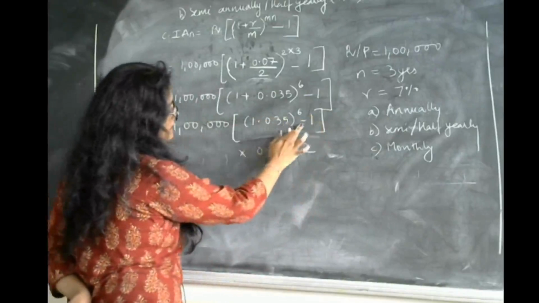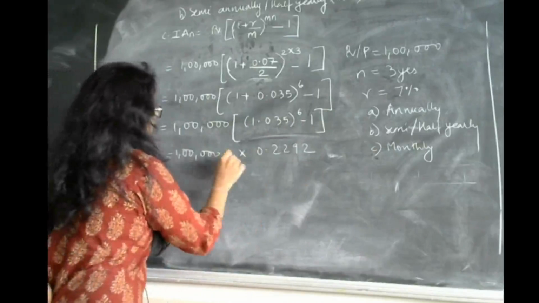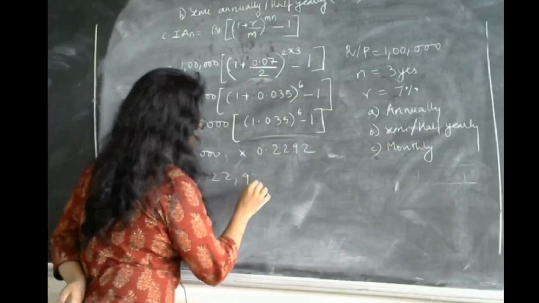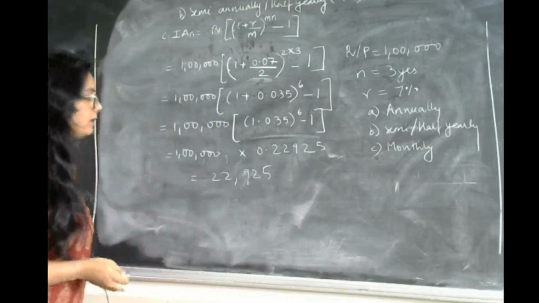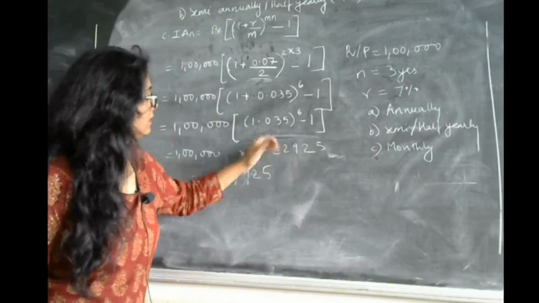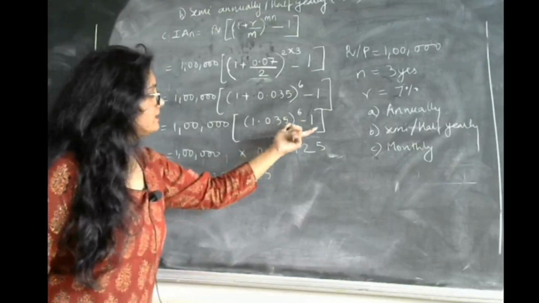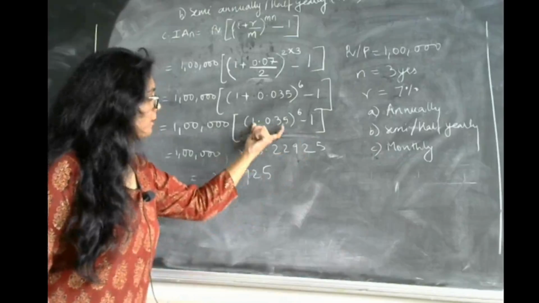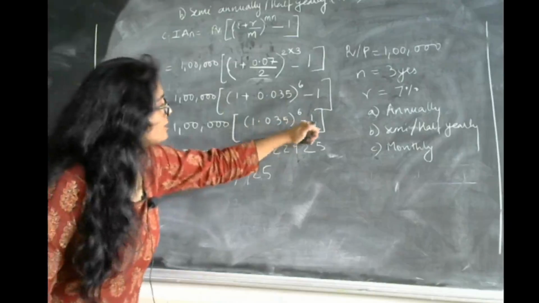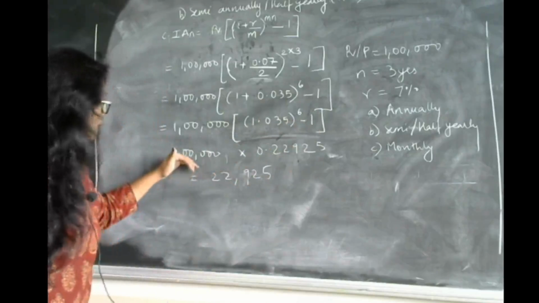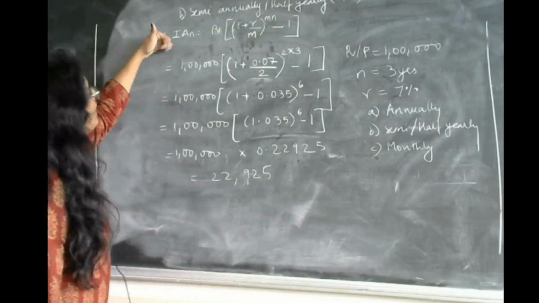Solve this bracket first, minus the answer, whatever you get over here, minus it with 1, you will get this answer. Then 1 lakh multiplied with this, you will get 22,925. You will get 0.22925 over here. That is 1.035 multiplied by 1.035 multiplied by 1.035, like that you have to do 6 times, minus 1, you will get this answer. Multiply this answer with 1 lakh, you will get 22,925. Okay, so this is going to be your answer for compounding interest amount semi-annually.